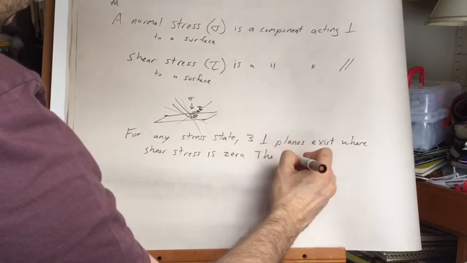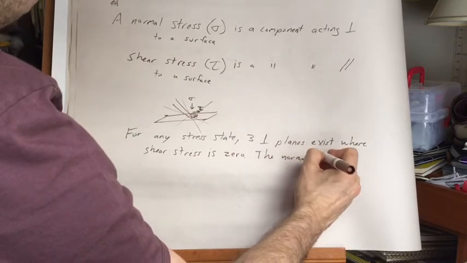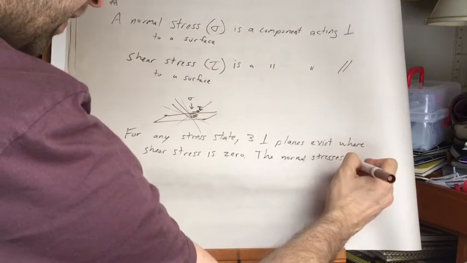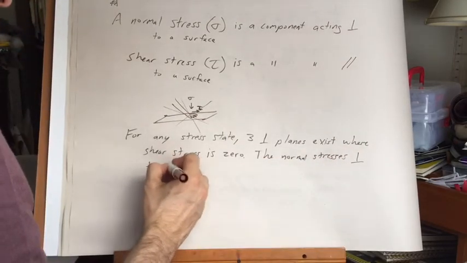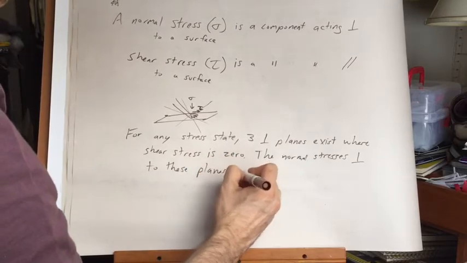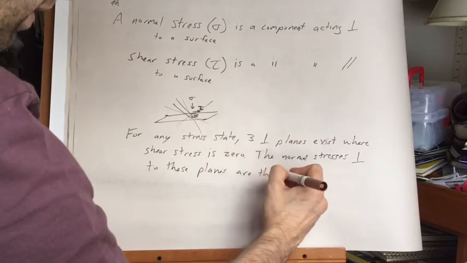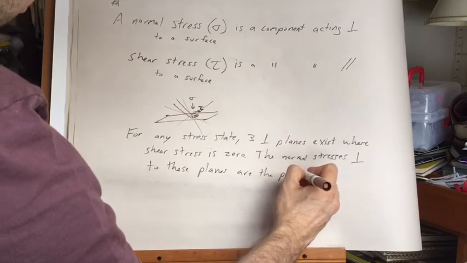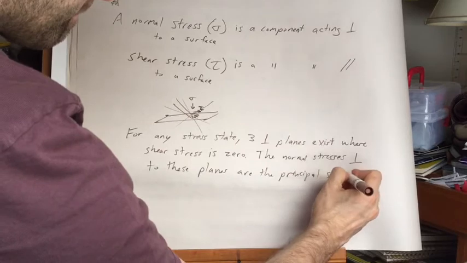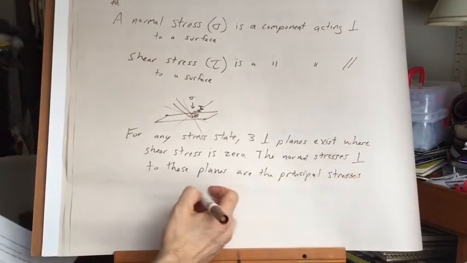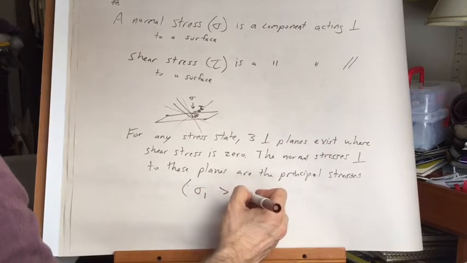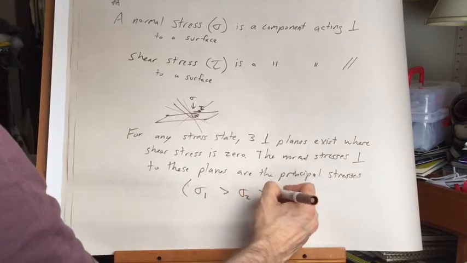The normal stresses perpendicular to these planes are what we call the principal stresses. So the principal stresses are what we call sigma 1, which is greater than sigma 2, which is greater than sigma 3.